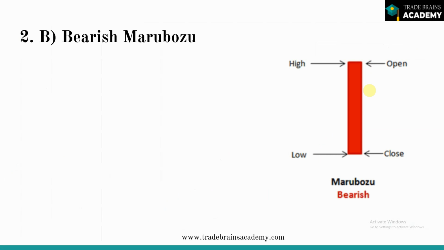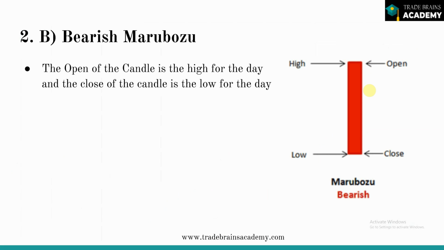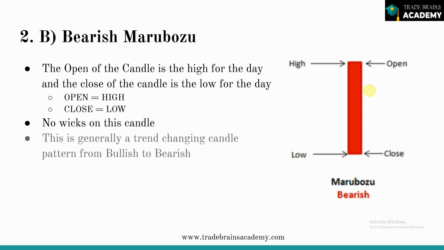The next pattern we'll be talking about is the bearish Marubozu. It is the exact opposite formation to the bullish Marubozu. The selling is so high here that the sellers are willing to pay any price, and they're willing to even sell at the low of the day. The open of the candle is the high of the candle, and the close of the candle is the low of the candle. There are no wicks or shadows in this candle, just a complete body formation. This is generally a trend changing pattern.